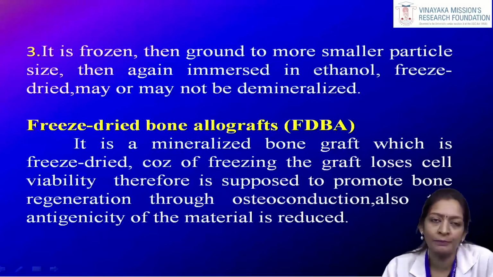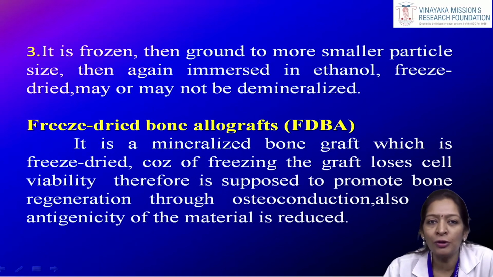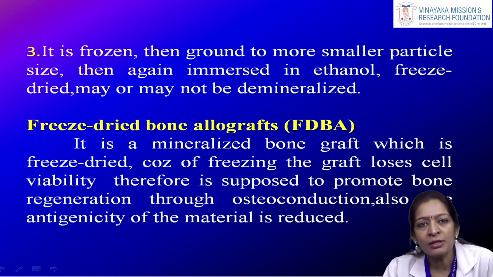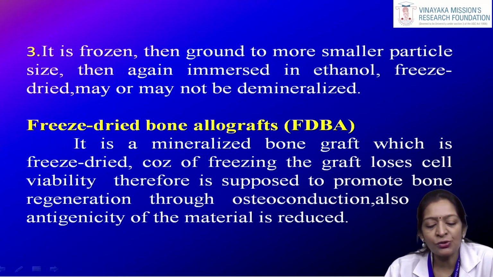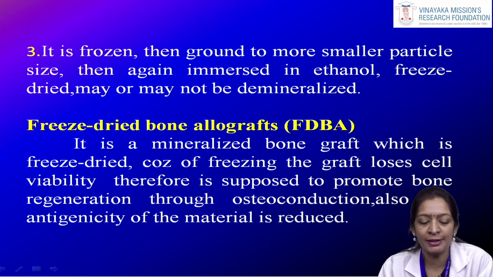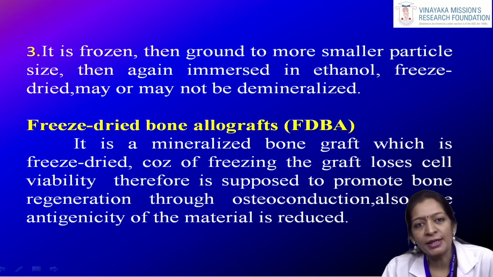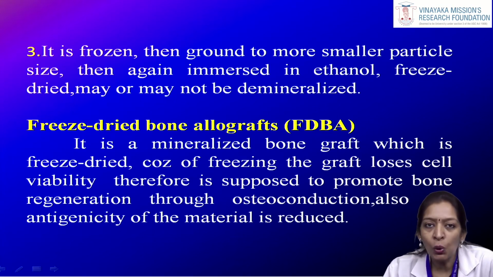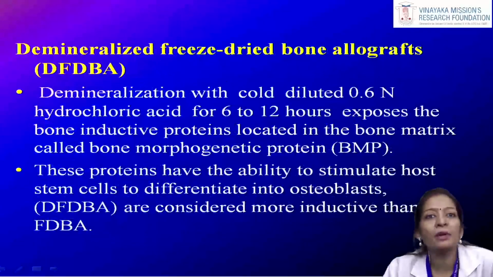And then it is frozen. Then again it is ground to finer particles of various sizes and stored. Then again it is immersed in alcohol and then it is freeze dried. Further, it may or may not be demineralized. So what is this freeze dried bone allograft? After all the procedures, it is frozen at a certain temperature. Why is it frozen? On freezing the graft loses cell viability, therefore it promotes bone regeneration through osteoconduction, and the antigenicity also is reduced. Then how do we demineralize?